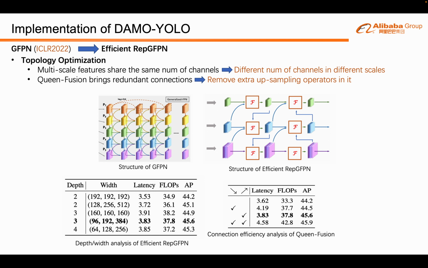Besides, we performed the connection efficiency analysis of queen fusion. We found that the latency cost of upsampling operators is relatively high, but the performance improvement they bring is relatively small and much smaller than what downsampling operators bring. Therefore, we remove extra upsampling connections in queen fusion.